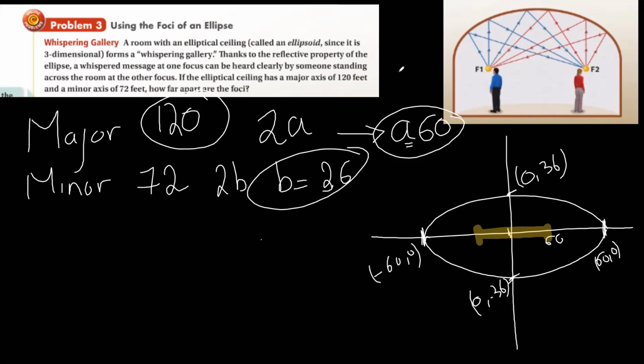So to find the distance, what did I tell you? That the distance between the two foci is 2C. Is it right? So I need now to find C. Then I multiply it by 2. So now I find the distance between the two foci.